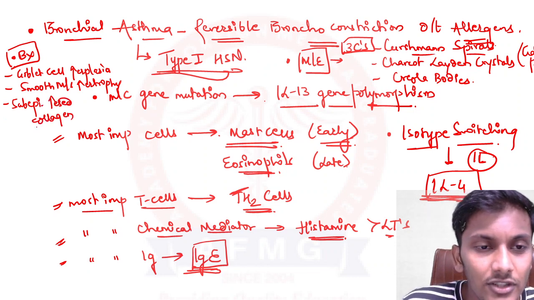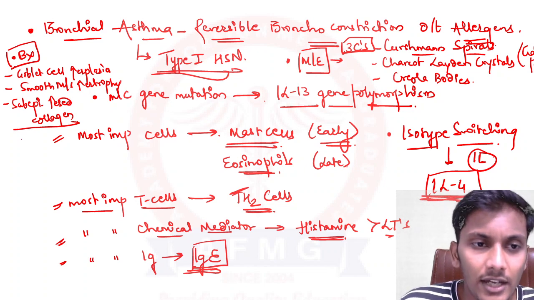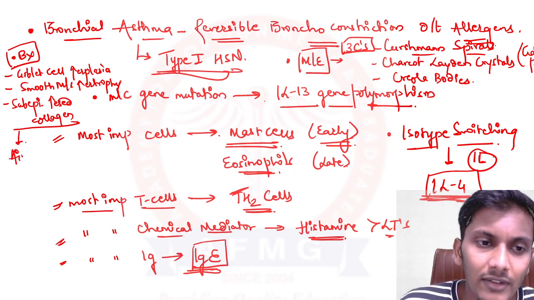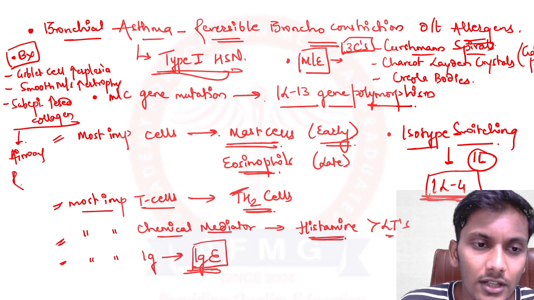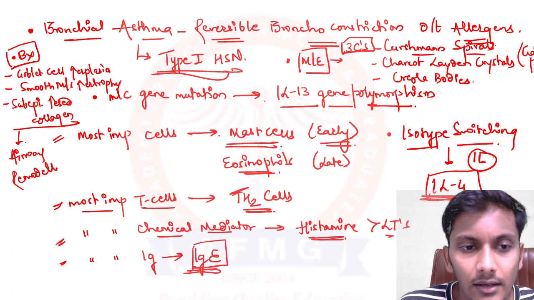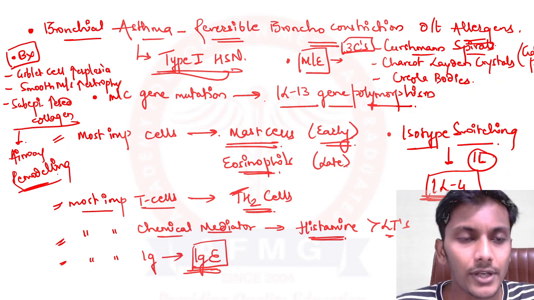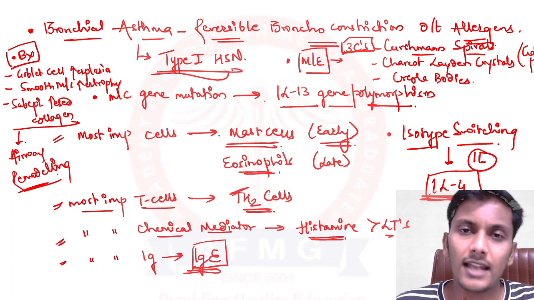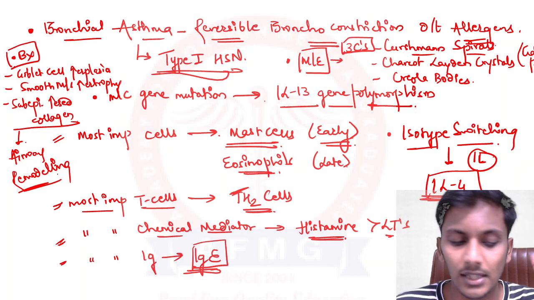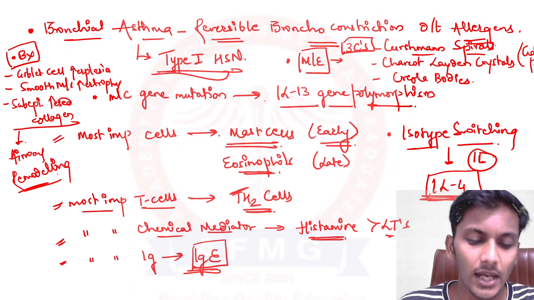These 3 features together on a biopsy of your airway in bronchial asthma are known as airway remodeling. So please remember, airway remodeling is seen in bronchial asthma, and the 3 features are goblet cell hyperplasia, smooth muscle hypertrophy, and subepithelial increased collagen. Important ones.